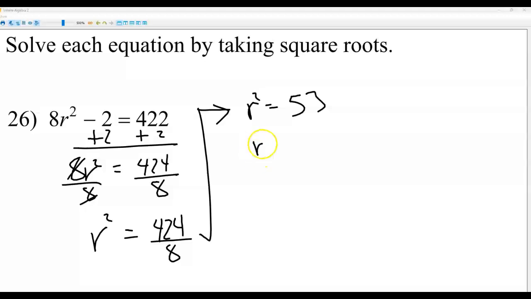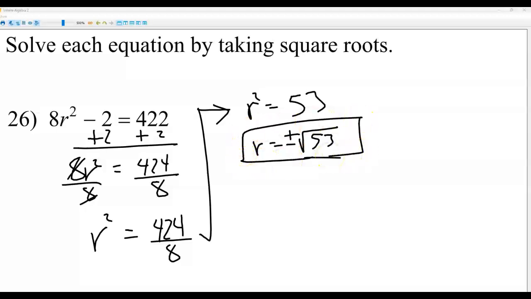And then finally, to get rid of the little 2, we just square root the other side and put a plus and minus there. Now, this is not a perfect square root, so we would try to break it apart, but I'll save us the trouble. There are no perfect squares that divide into that, which means that is as simple as this one gets.